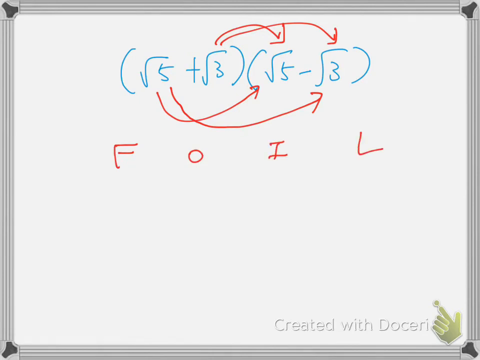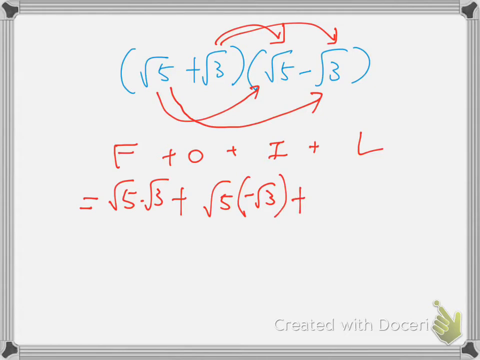Okay, FOIL. So first times first, radical 5 times radical 5. Between them, we use plus, right? Plus outer times outer, radical 5 times negative radical 3. Inner product, radical 3 times radical 5. Last product, radical 3 times negative radical 3. Then we use the product rule: square root of a times square root of b is square root of a times b.